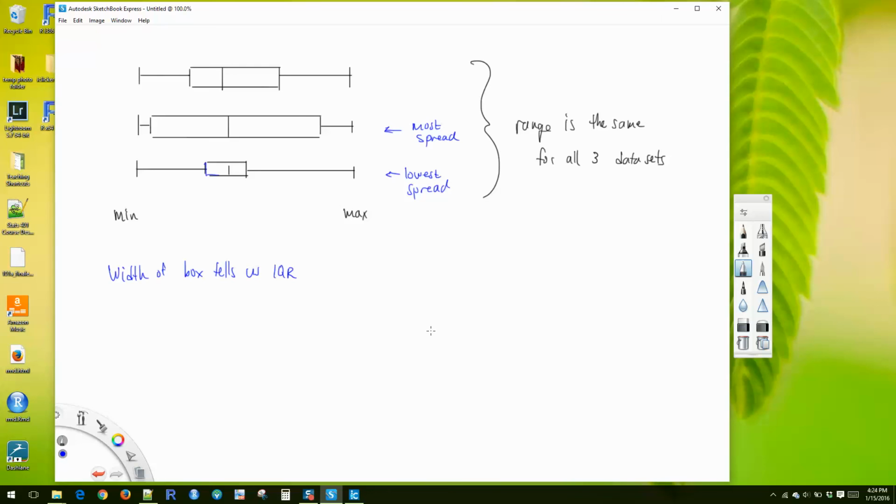What about the measures of center? Can we say anything about the measures of center? They are all about the same, okay? I mean, these two, the medians are right about the same. And this one we can see that the median is just ever so slightly lower than the medians of the other box plots, okay? But we can effectively say the centers are about the same. Median is about the same value.